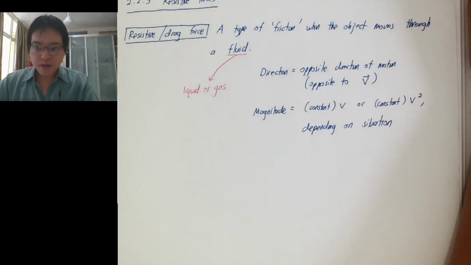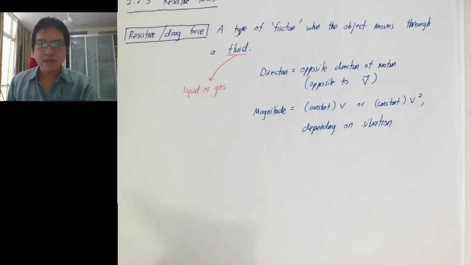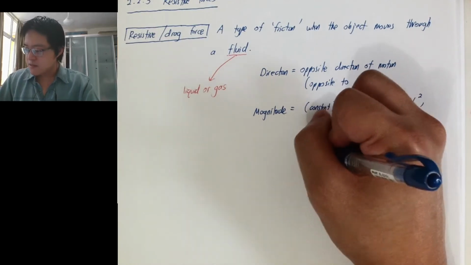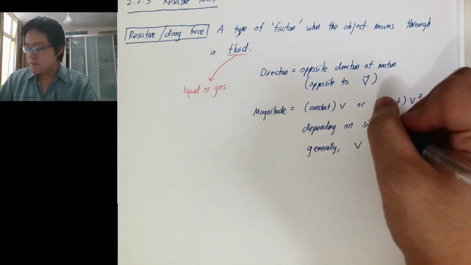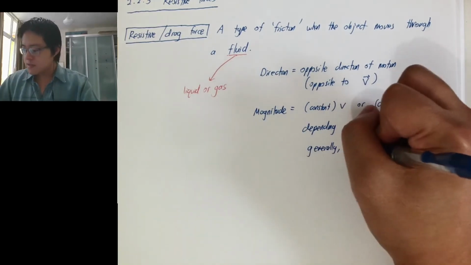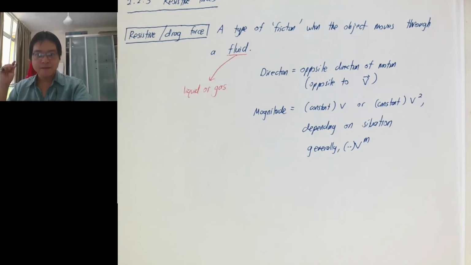It's possible also. I'm only giving two examples. Generally, the magnitude is a constant times v to some power m. It could be 1.5, 1.2, could be anything, depending on the situation. As long as it's velocity dependent.